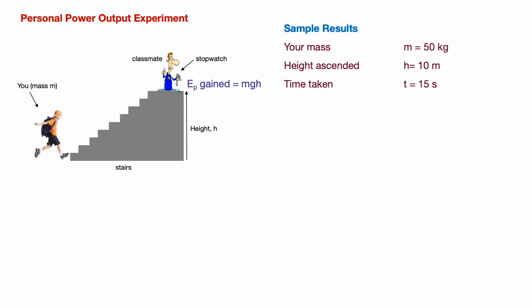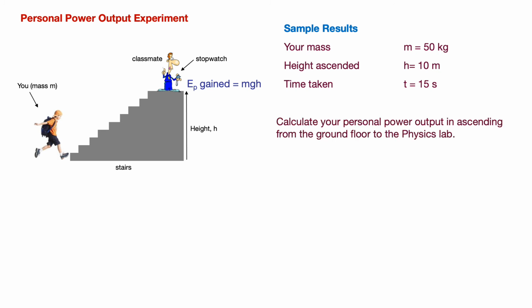I've chosen some average sort of results, having done this many times over the years. So I'm assuming your mass is 50 kilograms. The height ascended is fixed, it's definitely 10 meters, I've measured that. And a typical time would be maybe around 15 seconds. So your task now, using a calculator, is to calculate the personal power output of this 50 kilogram person ascending from the ground floor to the physics lab. Pause the video now and work out your personal power output.